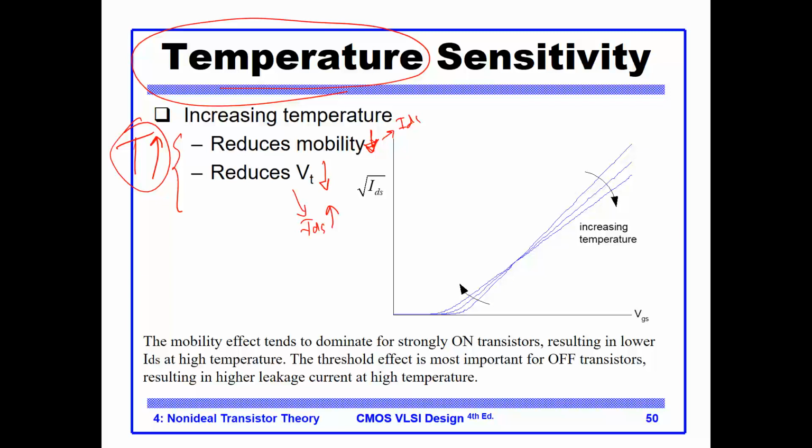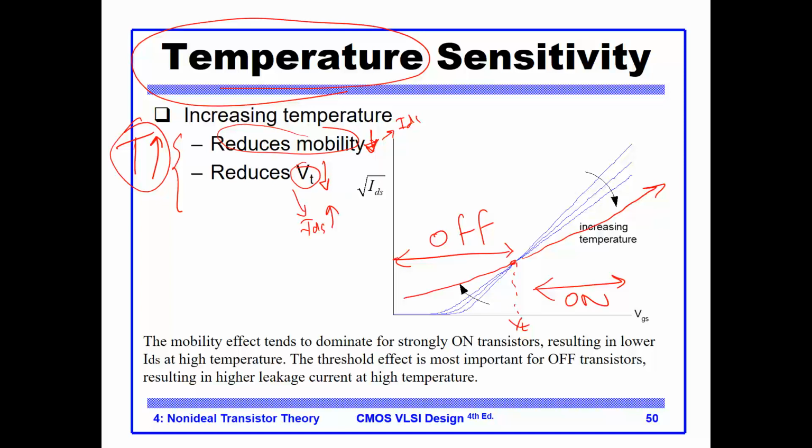Well, it turned out for the devices that are on, so this is VT, these are the devices that are on, and less than VT, these are the devices that are off. It turned out for the devices that are on, the reduction in mobility is dominant, and therefore you will see less current because of higher temperature. Not desirable. And for the off transistor, you will see more leakage current because the VT effect is becoming dominant. Again, not desirable. So temperature makes me lose when the device is off and when the device is on. When the device is off, I will have more leakage current. Bad. When the device is on, higher temperature makes current less, and this is also bad.